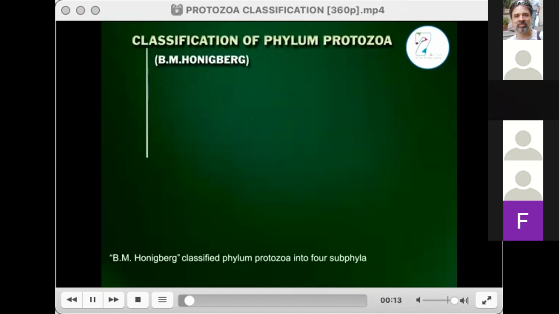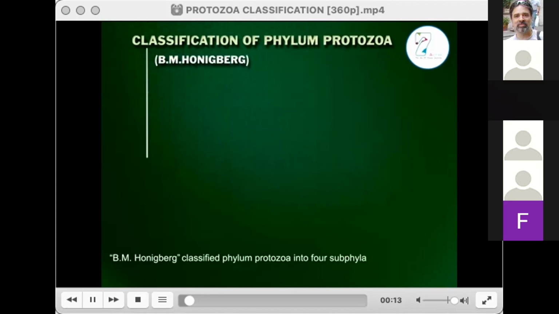Mastigophora contains 1 or more whip-like undulating flagella for locomotion. The body is covered by a thin pellicle. Asexual reproduction is by longitudinal binary fission. It is divided into 2 classes: 1. Phytomastigophora and 2. Zoomastigophora.